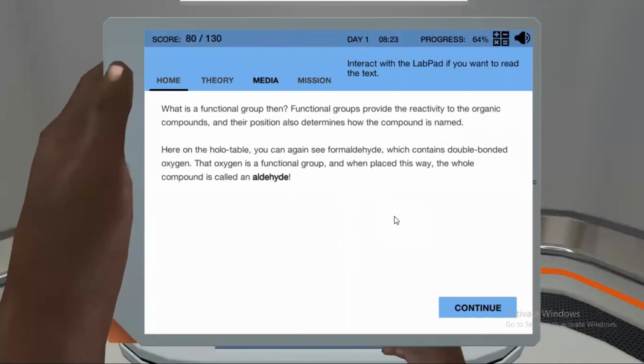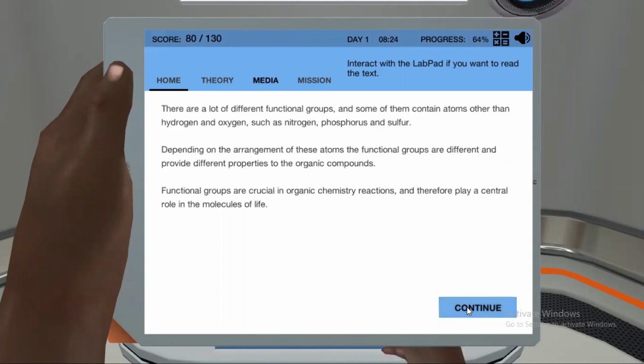What is a functional group then? Functional groups provide the reactivity to the organic compounds, and their position also determines how the compound is named. Here on the hollow table, you can again see formaldehyde, which contains double bonded oxygen. That oxygen is a functional group, and when placed this way, the whole compound is called an aldehyde. There are a lot of different functional groups, and some of them contain atoms other than hydrogen and oxygen, such as nitrogen, phosphorus, and sulfur.